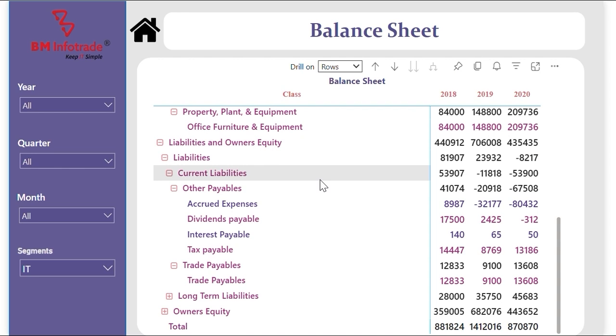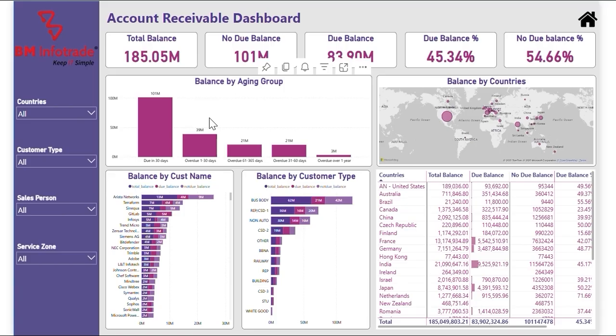Now, let's move on to our next dashboard, the account receivable dashboard. Account receivable dashboards help track outstanding payments from customers. It includes key metrics like total receivables, no due balance, how much due balance we have, the percentage of the due balance, and the no due balance percentage.